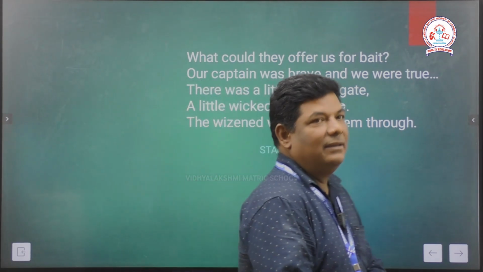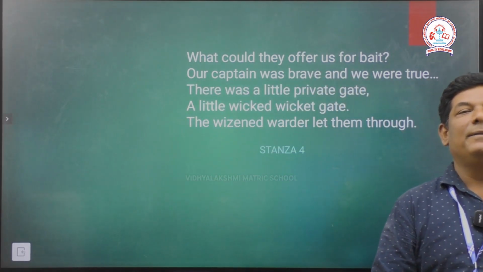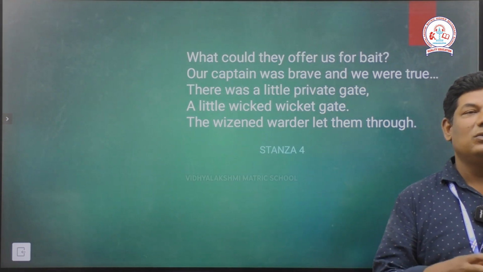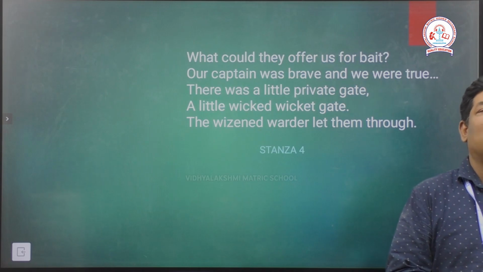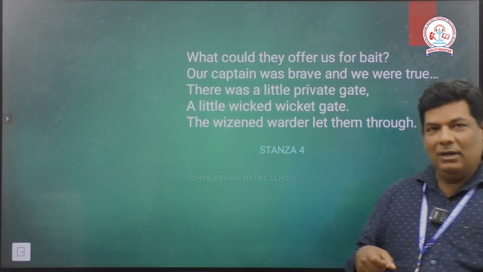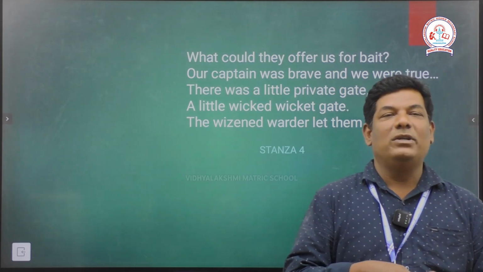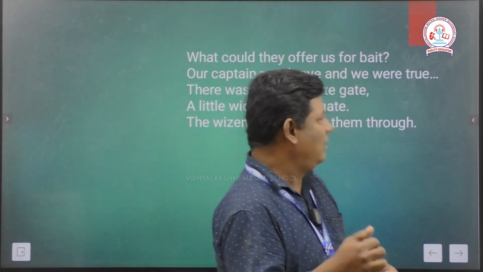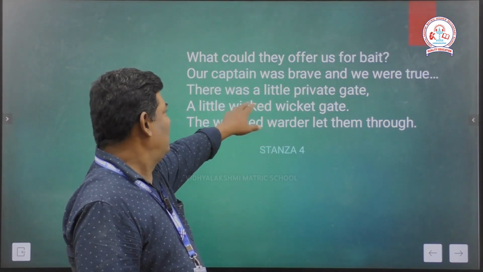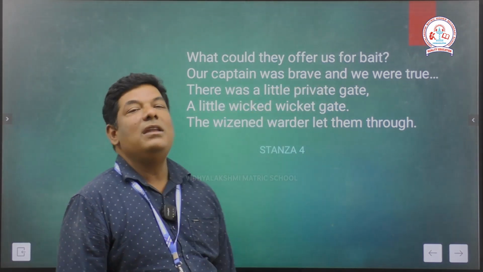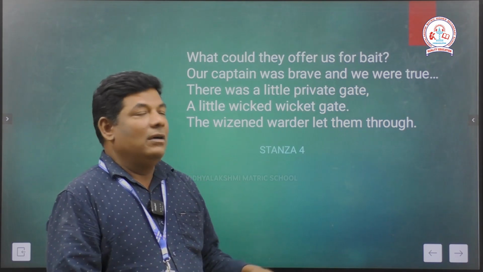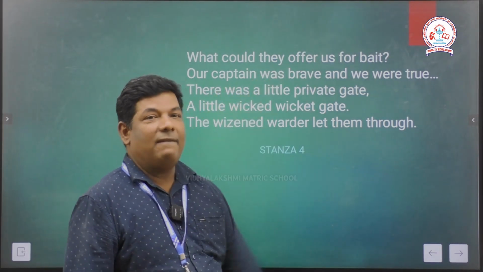What is bait? Bait is something that attracts others to do something, enticing others, attracting others. Fishermen use a fish hook. Some worms are attached to it to attract the fish, and they come and easily get caught. So enemies can never use any kind of bait. They cannot attract us.